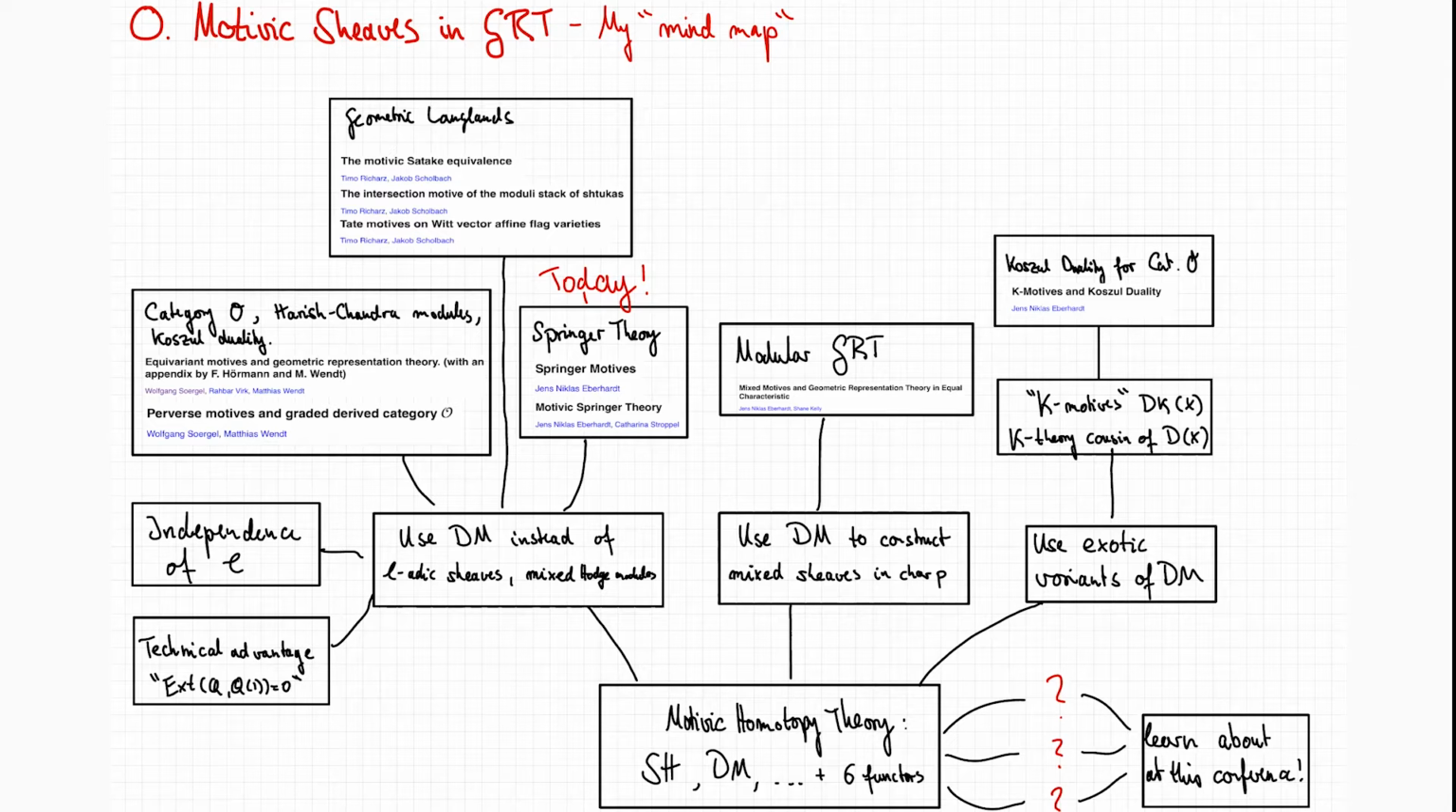And now the most important point is, this is only the stuff I know. I want to learn about millions of new possible applications in this week. Let's see. Okay, good. So now let's start with the talk.